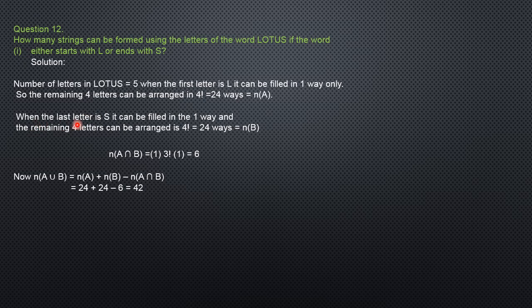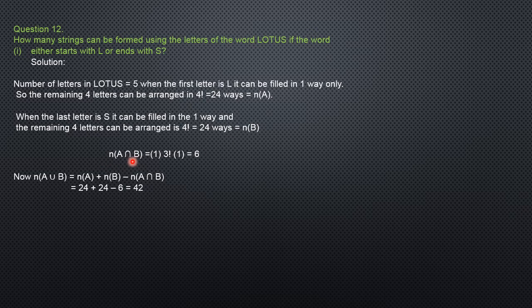Similarly, when the last letter is S, it can be filled in one way and the remaining 4 letters can be arranged in 4 factorial ways, that is 24 ways. That is n(B). So n(B) means the number of words that end with S.